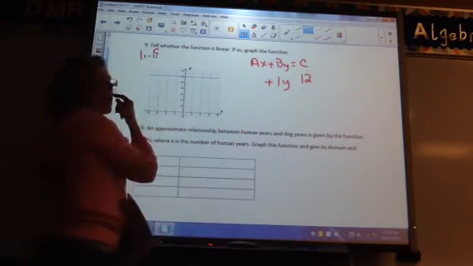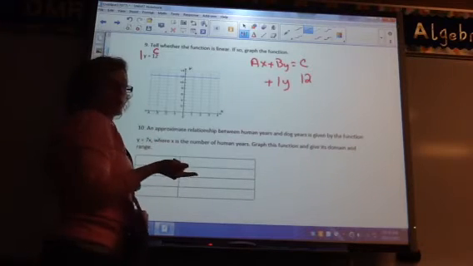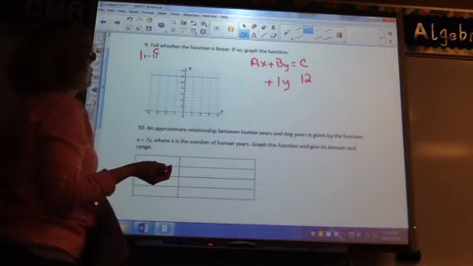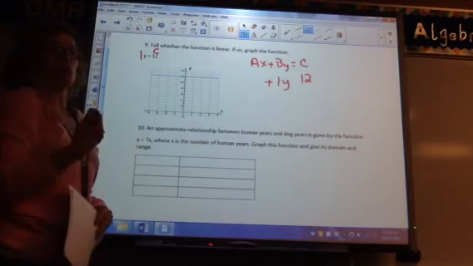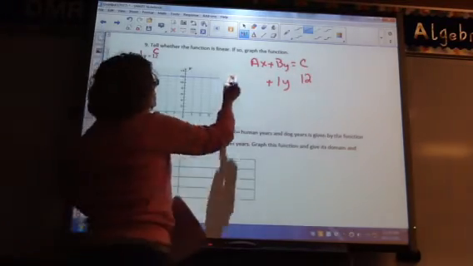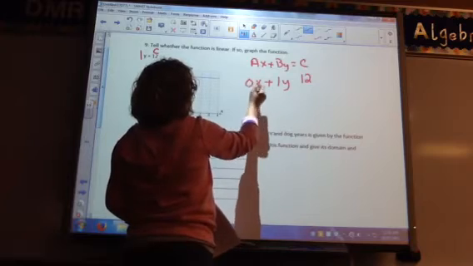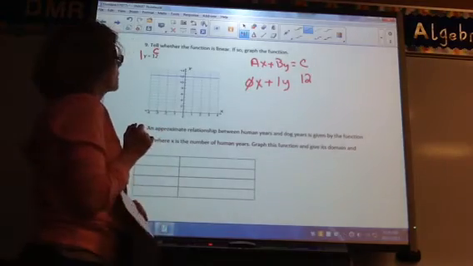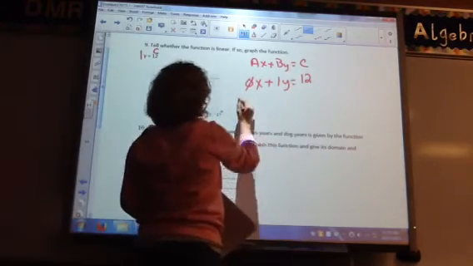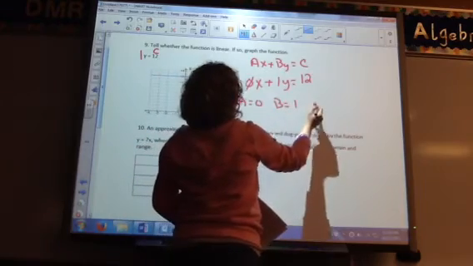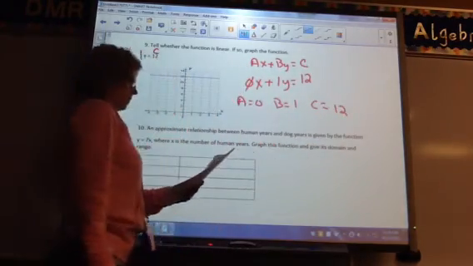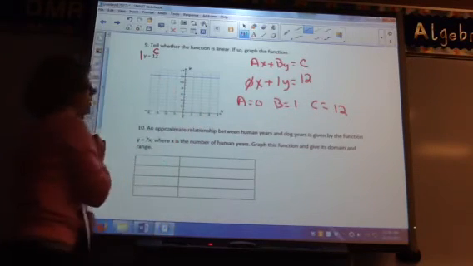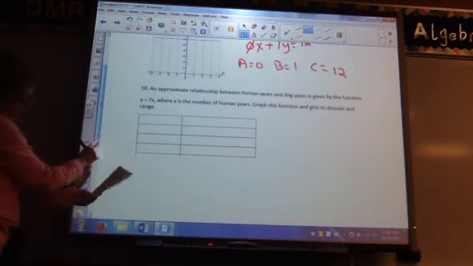What can you add to 1y without changing the value of that? 0. Okay, so that's our identity property of addition. You can add 0 to any number without changing that value. So what we can do is have a equals 0, because 0 times x is 0. Okay, so because we put this in standard form, it is a linear function. And you can tell right here when we graph it, okay?